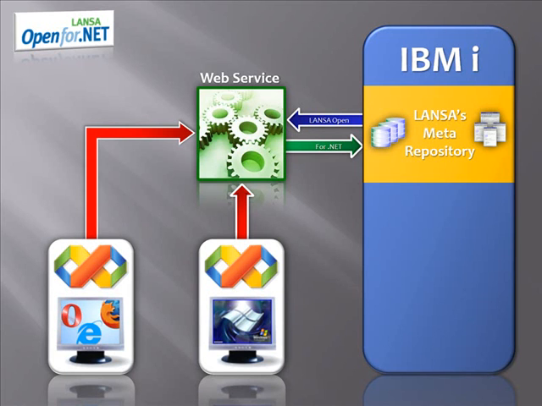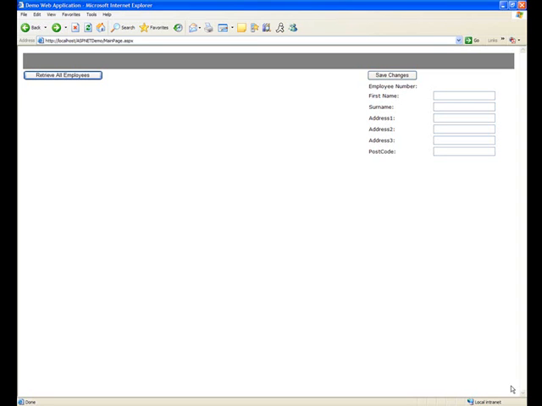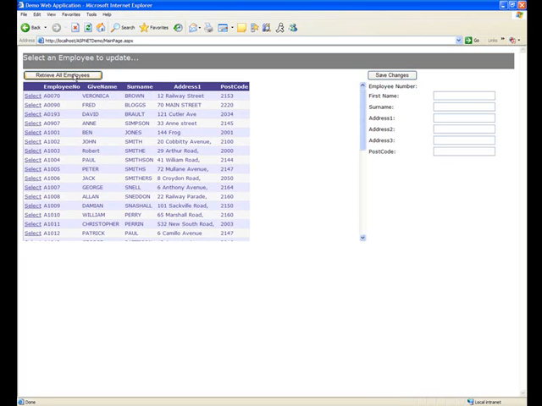With the meta repository, even our IBM i 5250 programs can take advantage of the business rules stored there, which means we can create and maintain all of our enterprise business rules in one spot and enforce them everywhere. The tutorial will make more sense if we view the finished applications before we see how they were built. Let's start with the browser application.